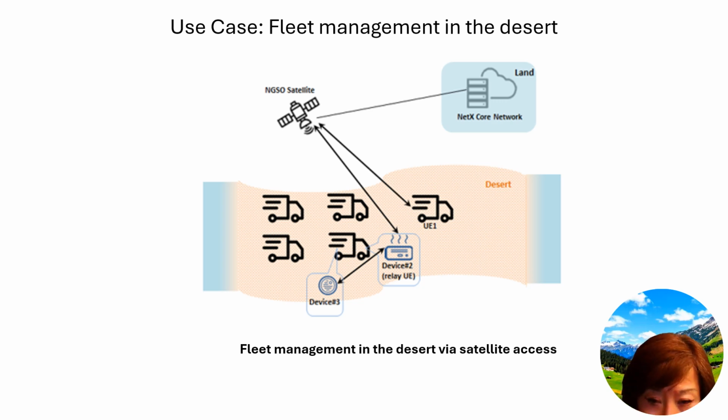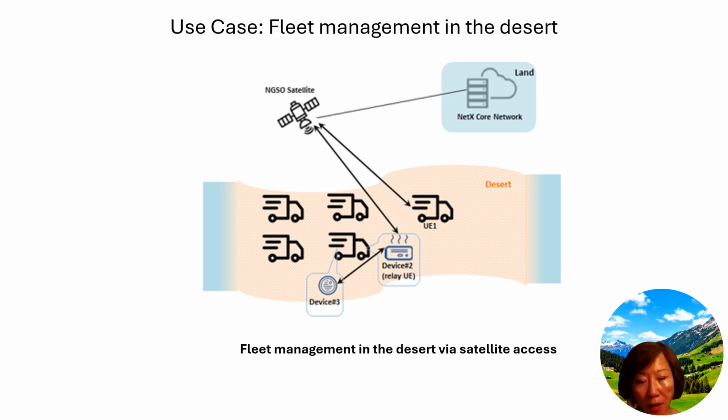So there's device number 2. That is the relay UE. A device labeled as device number 2 is shown among the vehicles, and it acts as a relay for other devices. We have device number 3. This is another device labeled as such, and is shown separately from the main group of vehicles. Next, core network, represented by a server and cloud icon on the land area, indicating the terrestrial network infrastructure.